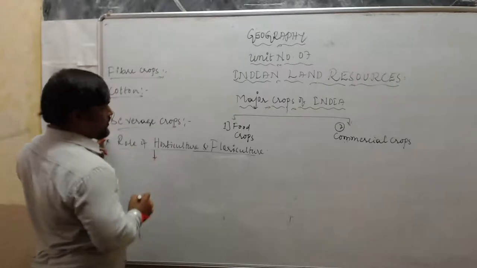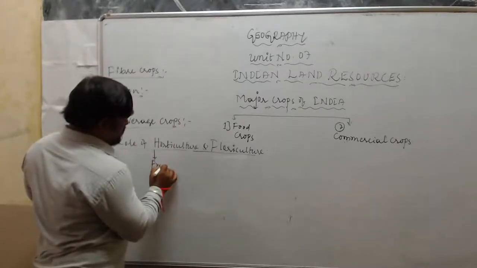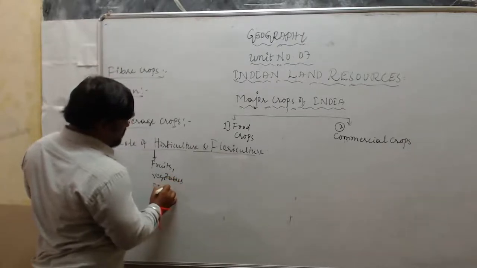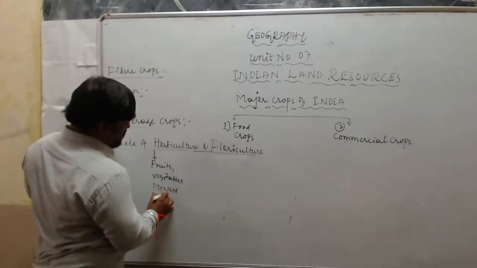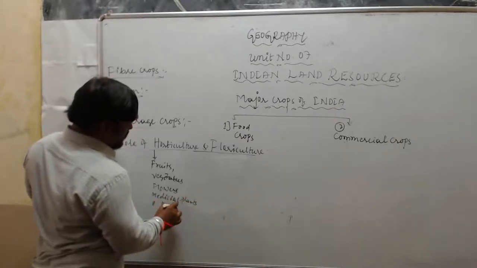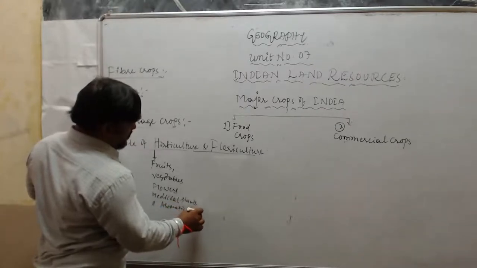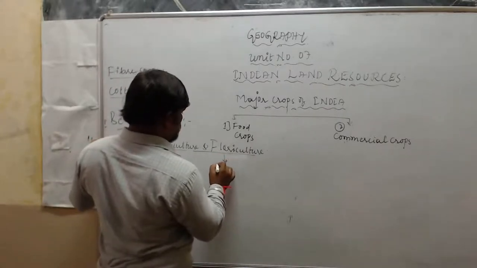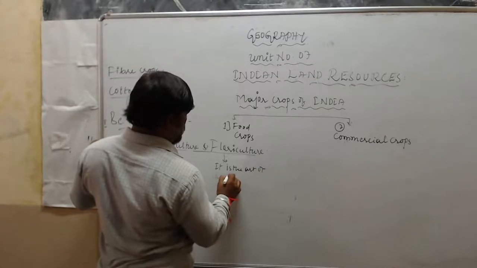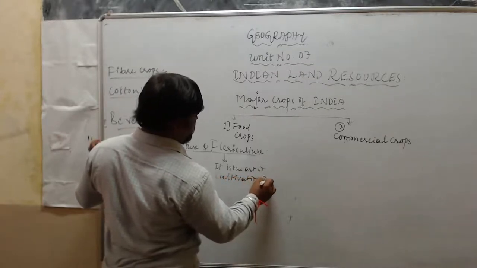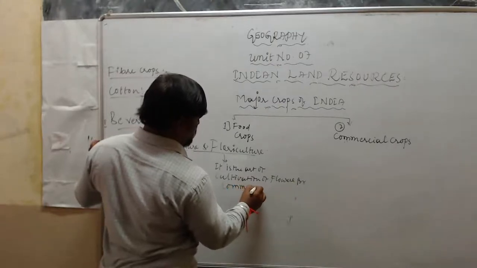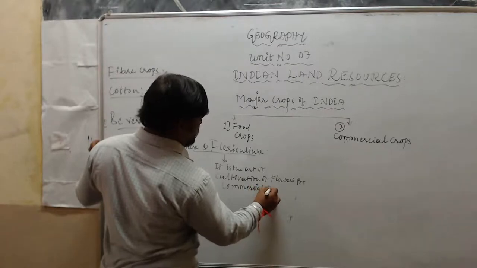Horticulture means the intensive cultivation of fruits, vegetables, flowers, medicinal plants, and aromatic plants. But floriculture means the art of cultivation of flowers for a commercial purpose.